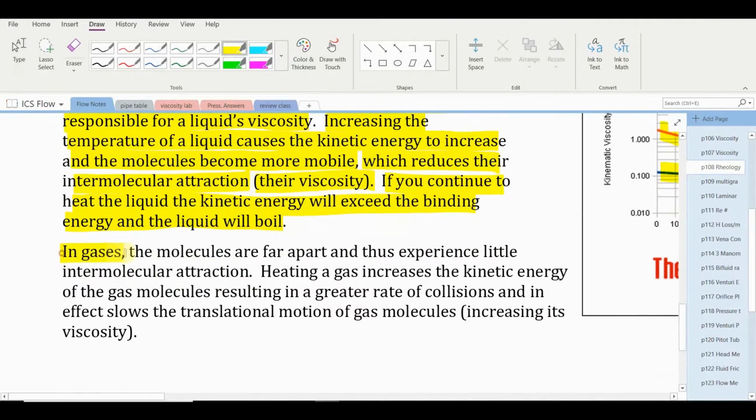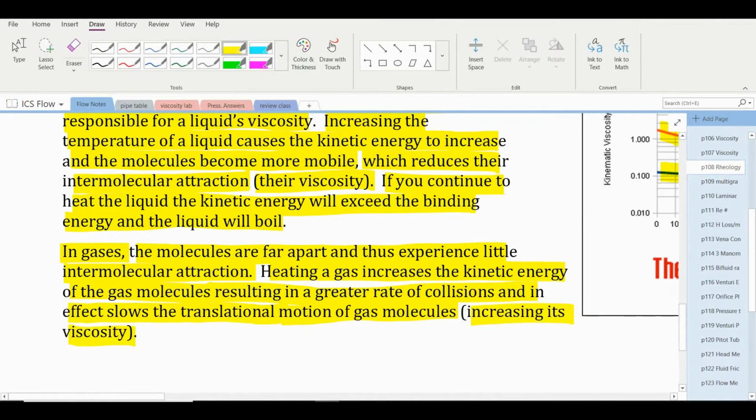Remember that in gases, the molecules are very far apart and they experience little to no intermolecular attraction. And so heating a gas increases the kinetic energy of the gas molecules, resulting in greater rate of collisions. And this in effect slows down the translational or directional motion of a gas, hence increasing its viscosity.